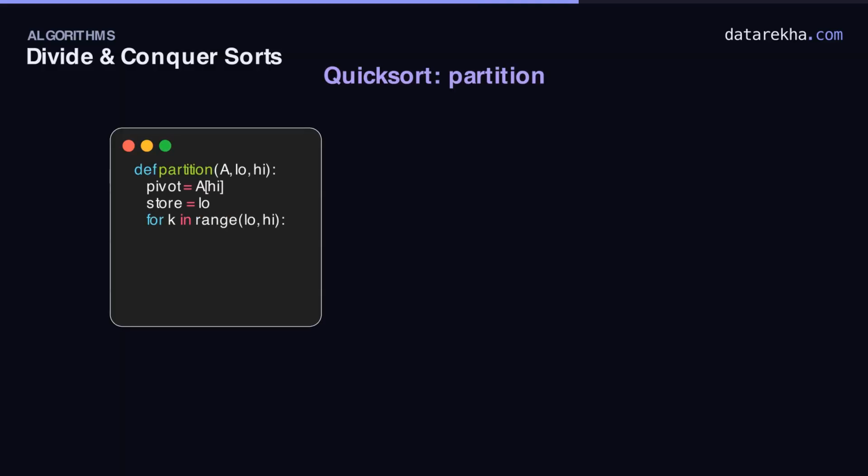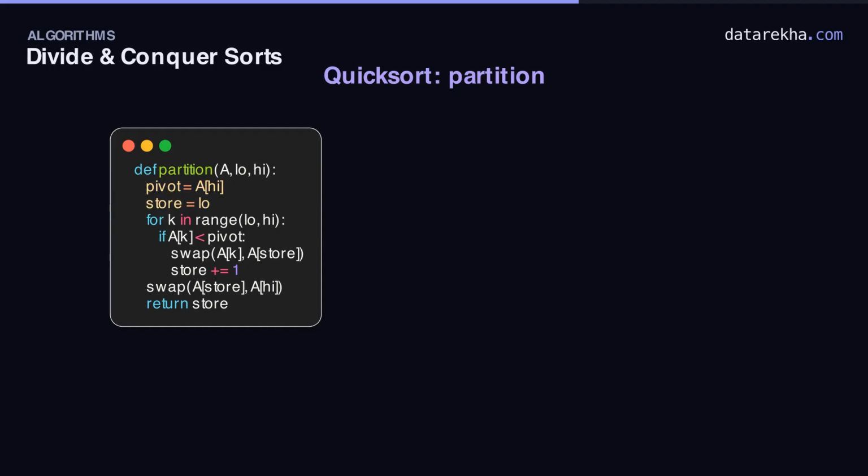Quicksort takes a different route. No merge step at all. It picks one element as a pivot, then partitions the array so everything smaller sits to the pivot's left and everything larger to its right. The pivot lands exactly where it belongs. Then it recurses on each side.